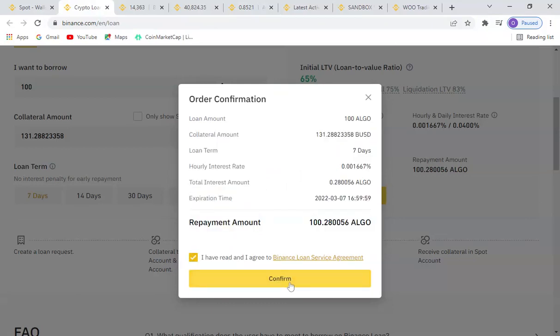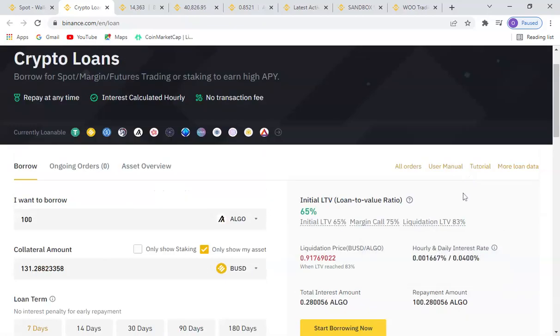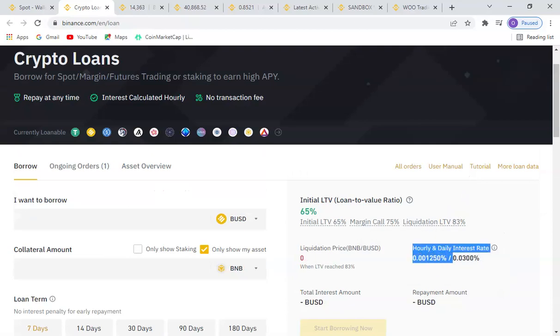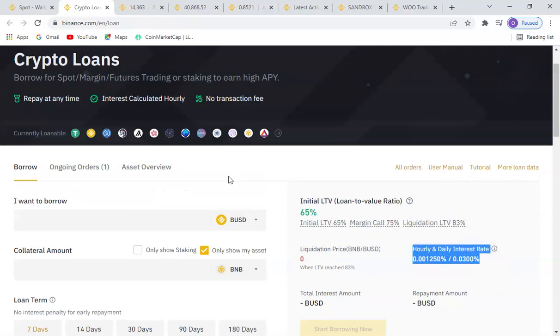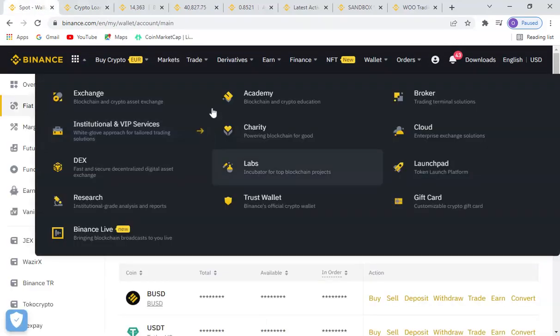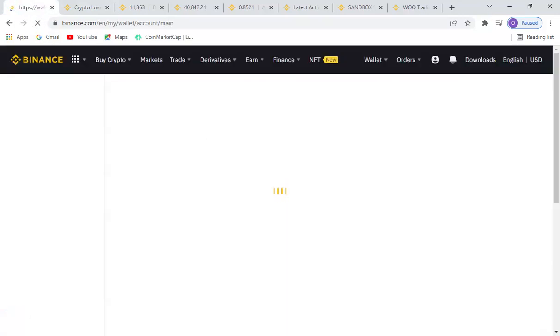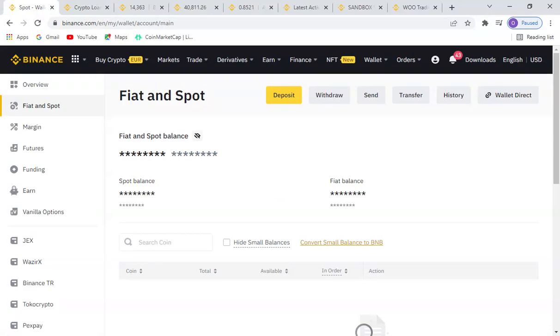On order confirmation, this is the repayment amount you need to repay during the timeline of these 7 days. You click on confirm, and Binance is going to let you know that your crypto loan has been successful. On an hourly basis, you will be paying 0.001250%. You can now go over to your spot wallet to check if it has been credited. I'm going to refresh this for you to see that our spot wallet has been credited with the Argo tokens that we just borrowed.